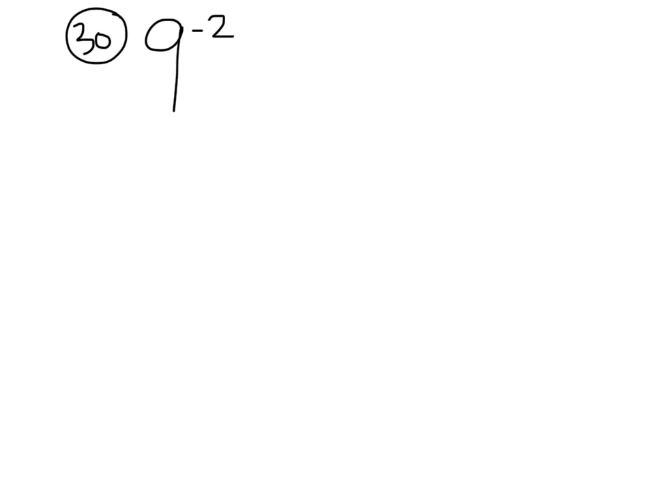Number 30, 9 to the negative second power. I need to simplify it. So first, change the power to positive. That gives me 81. And then find the reciprocal, 1 over 81.